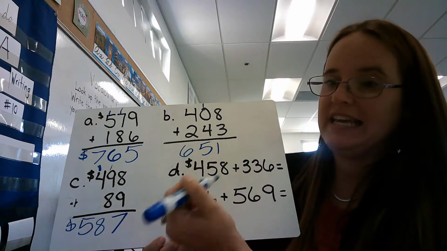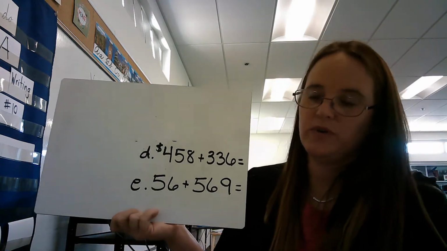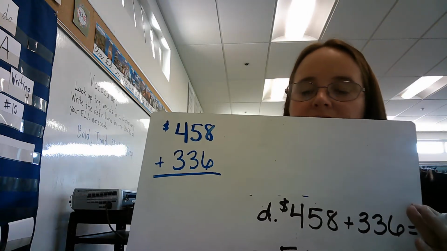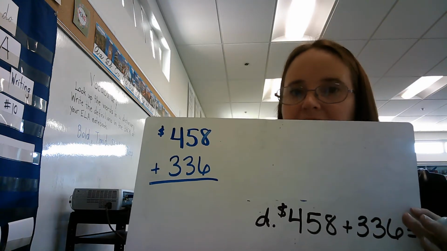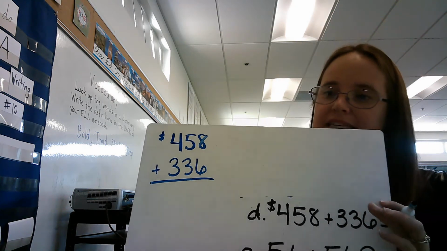All right, for D and E, I would not solve them this way. I'm going to erase the ones we've gone over so I have a little more space. And if I came across a horizontal addition problem with 3 digits in it, I'm going to rewrite it. So I'm going to write $458 plus $336. I want to make sure that my ones place, my tens place, and my hundreds place are all lined up. That's going to make my addition the easiest.